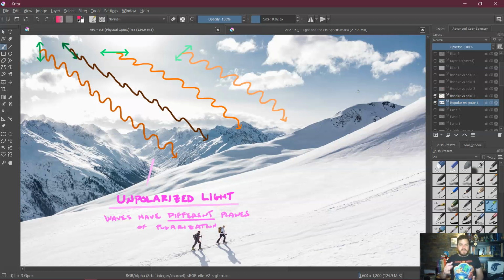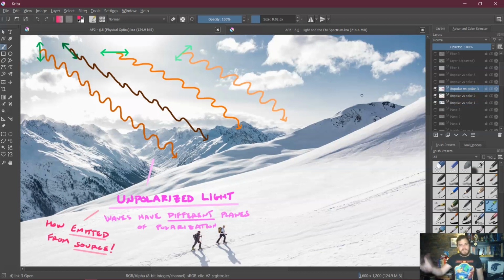One light wave is going to have a plane of polarization going this way. Another one will be going that way. One will be going straight up. One will be going horizontal. They're all going to be going in these different directions. Now, that is typically, I said for the sun, but really this is typical for any source.